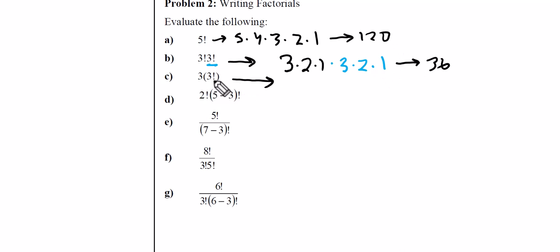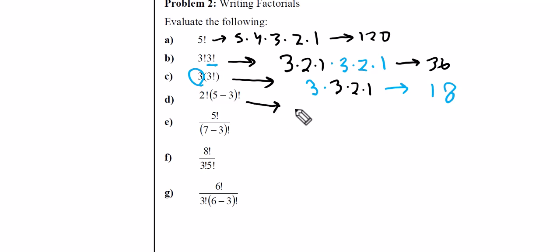Notice that this only has 1 factorial. And when I say factorial, that's the exclamation mark. So it only applies to just 3. So that 3 in there is 3 times 2 times 1. But there's a 3 on the outside. So it's going to be 18 when I multiply that all out. 3 times 3 is 9, times 2 is 18.